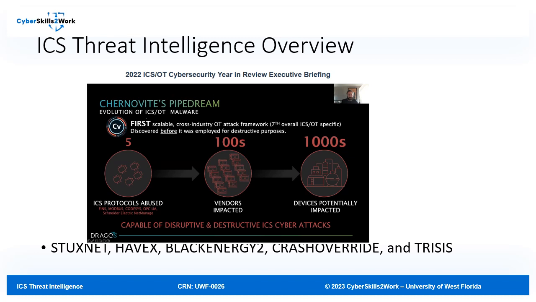Dragos provides reports on threats such as Chernovite. Chernovite is a highly capable offensive industrial control system malware framework. Part of this framework is a malware package named PipeDream. This is the seventh known ICS-specific malware. Others are Stuxnet, Havex, BlackEnergy 2, CrashOverride, and Triton. Dragos assesses that PipeDream has not been deployed in the wild. This is a rare case of accessing and analyzing malicious capabilities developed by adversaries before their deployment, and it gives defenders a unique opportunity to prepare in advance.